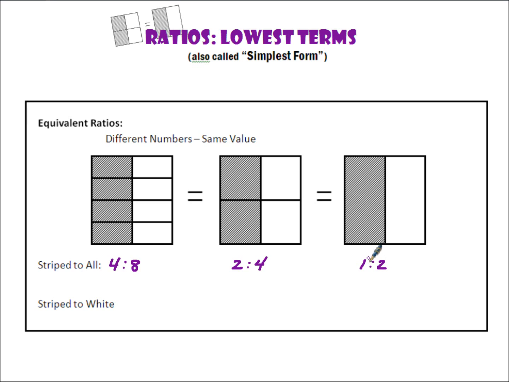Now this is the smallest numbers we would be able to use to show this value. And so we'd say that this is written in lowest terms when we say 1 to 2.